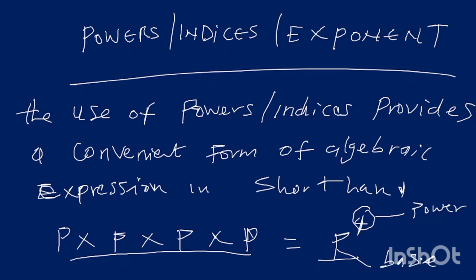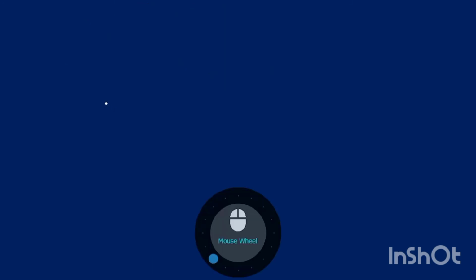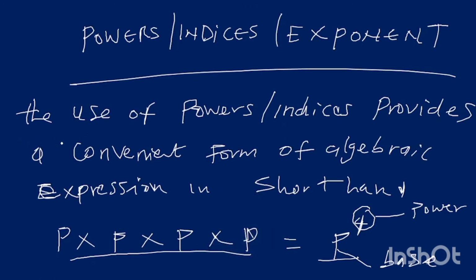So if I have something of this form, say 4p^5, this is called the power, this is called the base, and this is called the coefficient, as you can see. So the use of powers provides a convenient form of algebraic expression in shorthand.